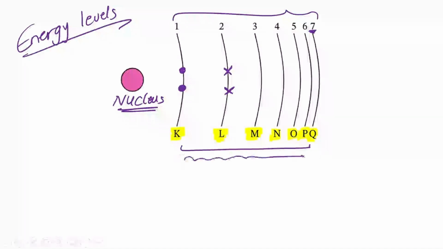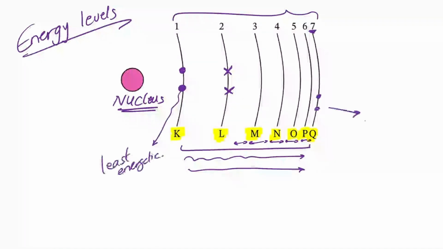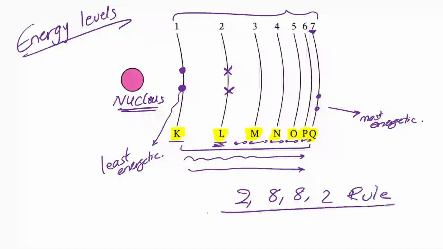As we can see, as we go far from the nucleus, the distance between the energy levels gets smaller. And electrons in the innermost shell are least energetic, and those in the outermost shell are the most energetic. Each energy level can hold only a fixed number of electrons. According to this syllabus, the only electron configuration that you should know is the 2, 8, 8, 2 rule. Because later on in the AS level, you will get to know more about the electron configuration and different theories.